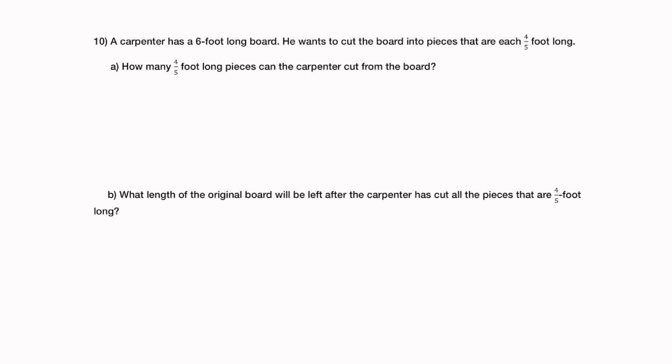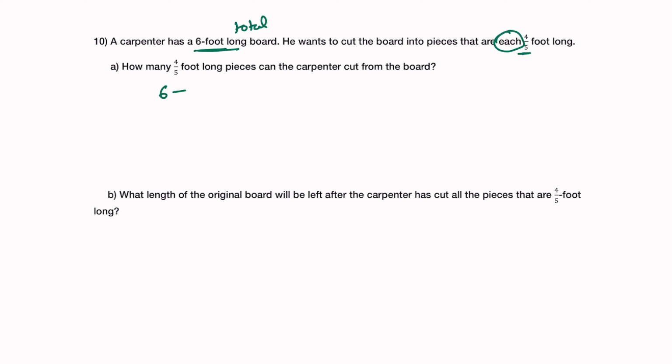Okay, so this one has two parts now. A carpenter has a 6-foot long board. He wants to cut the board into pieces that are each 4/5 foot long. So this is what he has, that says his total, right? And this is each. How many 4/5 foot long pieces can the carpenter cut from the board? So we always do total, right?